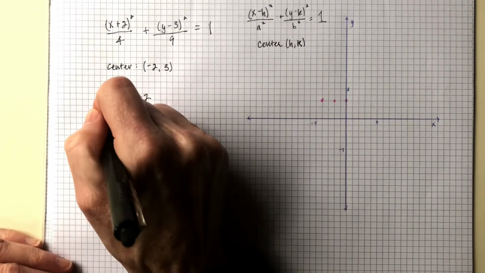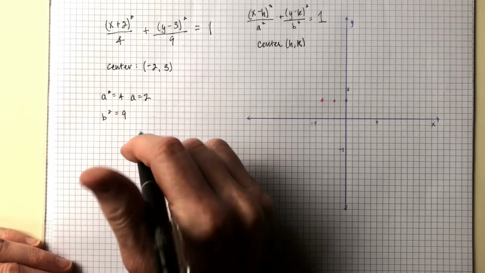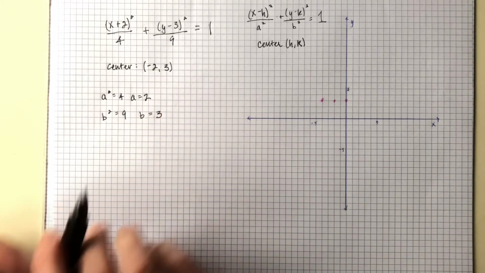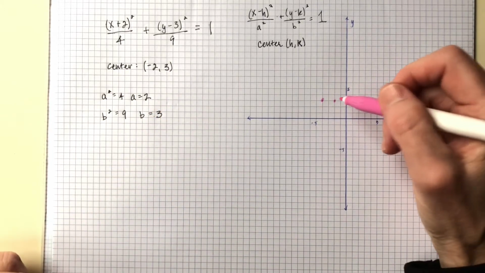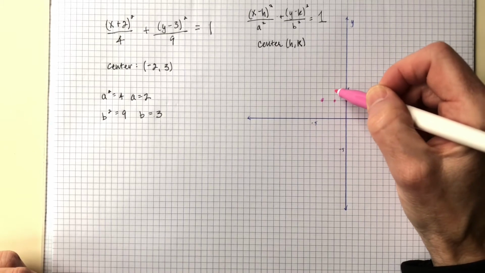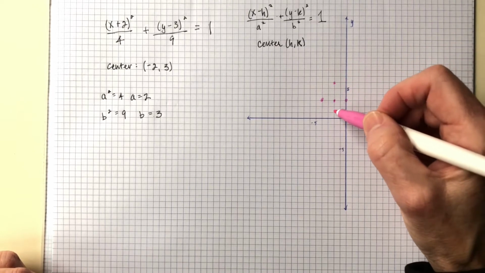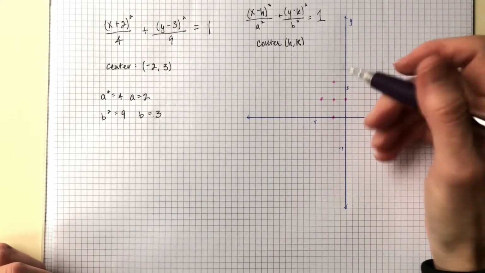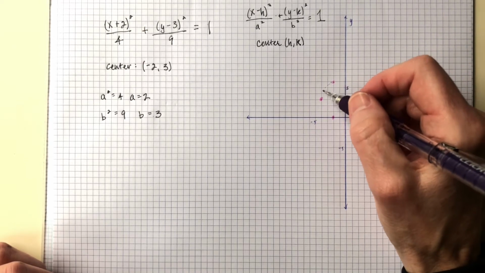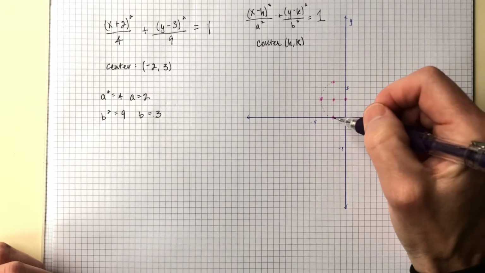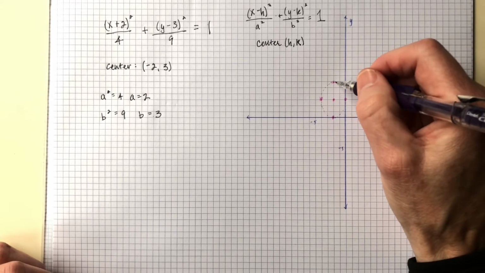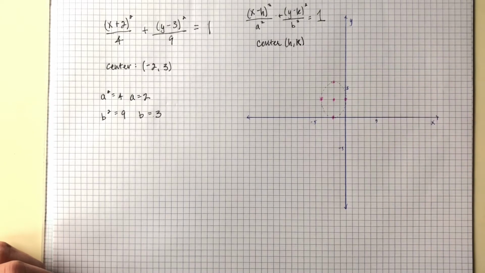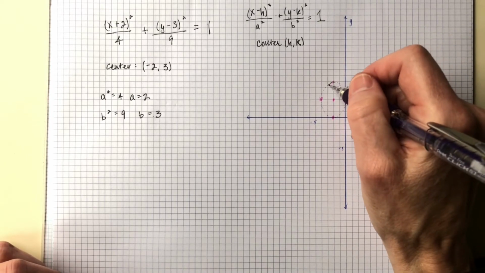And b squared equals 9, which means b is equal to 3. So that means we'll go 3 units in the y direction from the center. So we go 1, 2, 3 in the positive direction and 1, 2, 3 in the negative direction. So now we have something that is definitely taking shape as an ellipse, because we're going to have an oval here, and we can even start drawing that in. I like to ghost in lightly the first time because it's kind of hard to draw a freehand oval, I find. And then you can go back in and reinforce that.